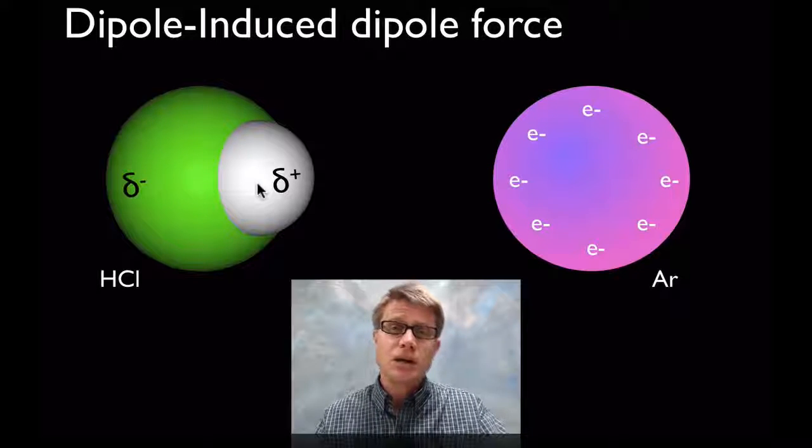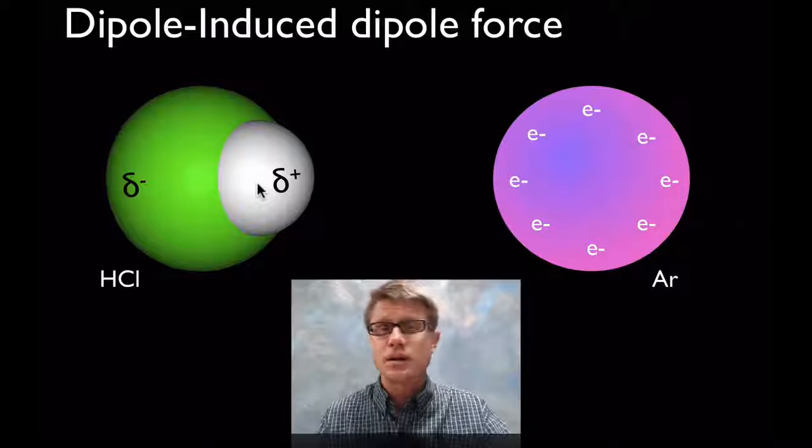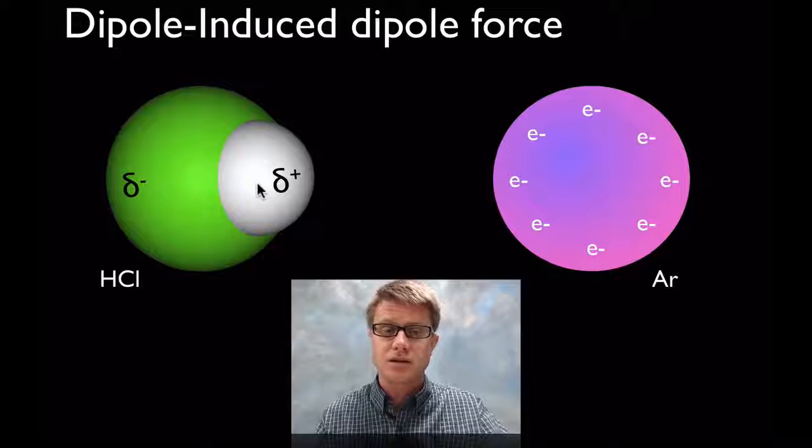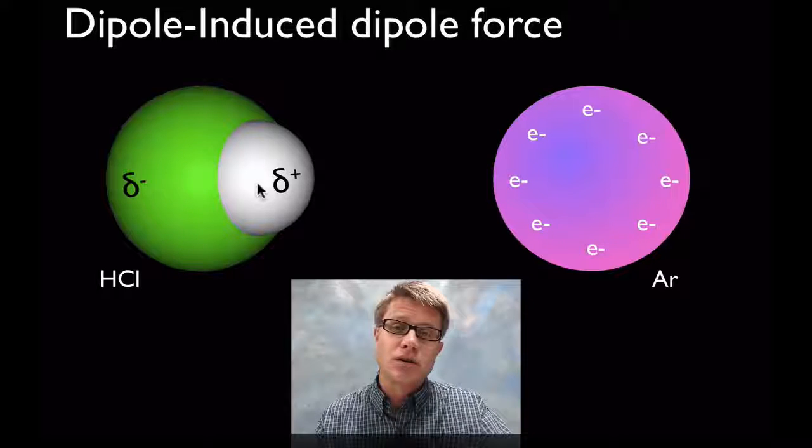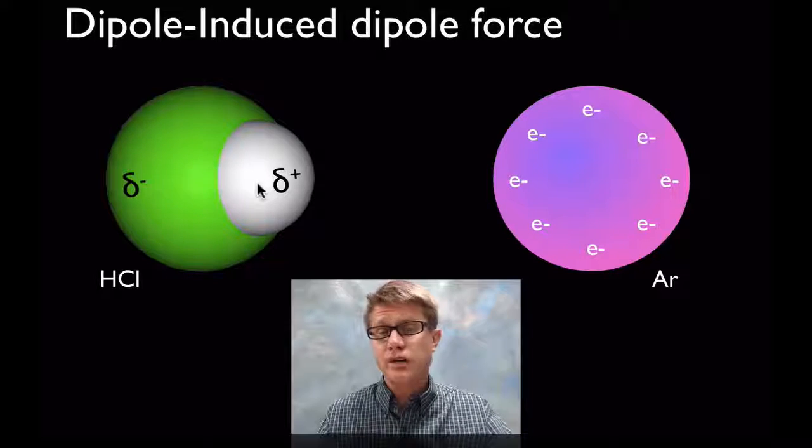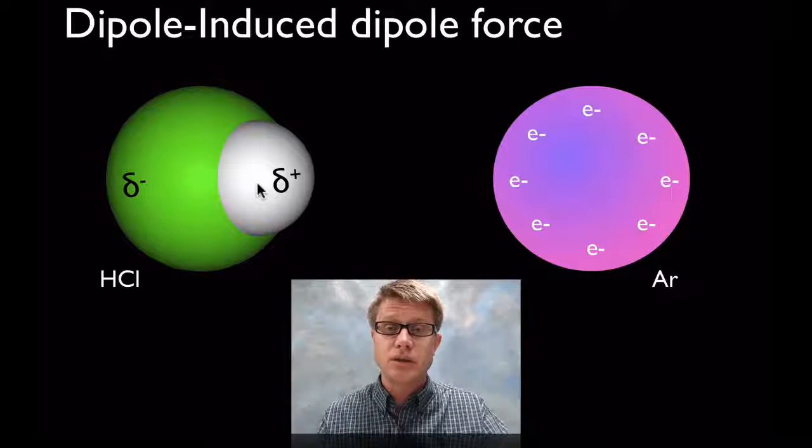Okay, what's this going to be? It's going to be between a polar molecule and something that has no charge at all. What's something that has no charge? A noble gas is an example of that. So let's say we have a hydrochloric acid molecule next to argon. Argon, remember, is going to have no charge. All the electrons are equally distributed.